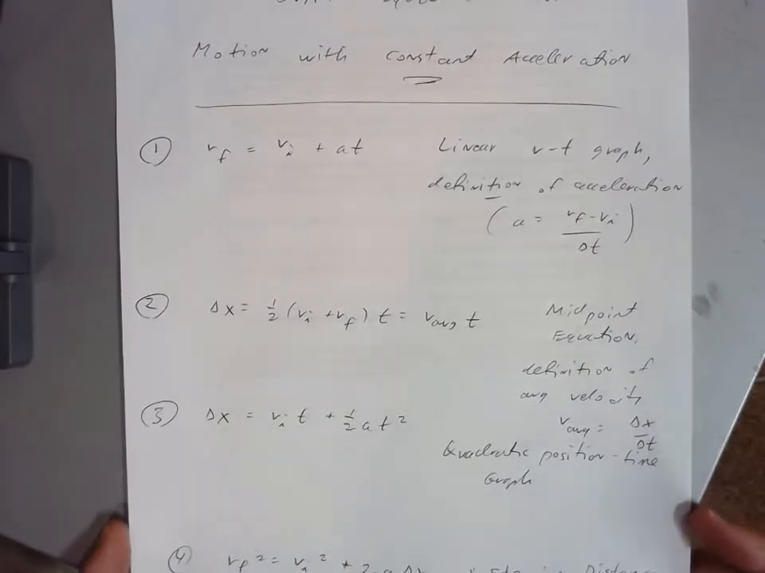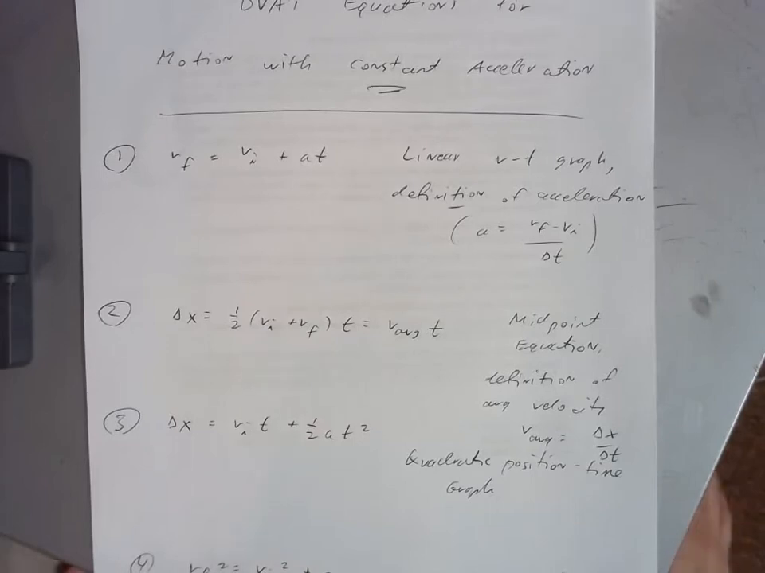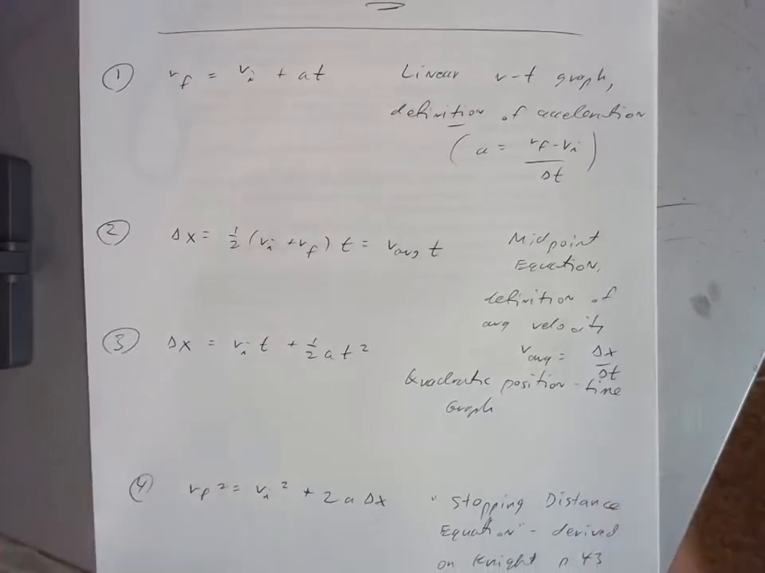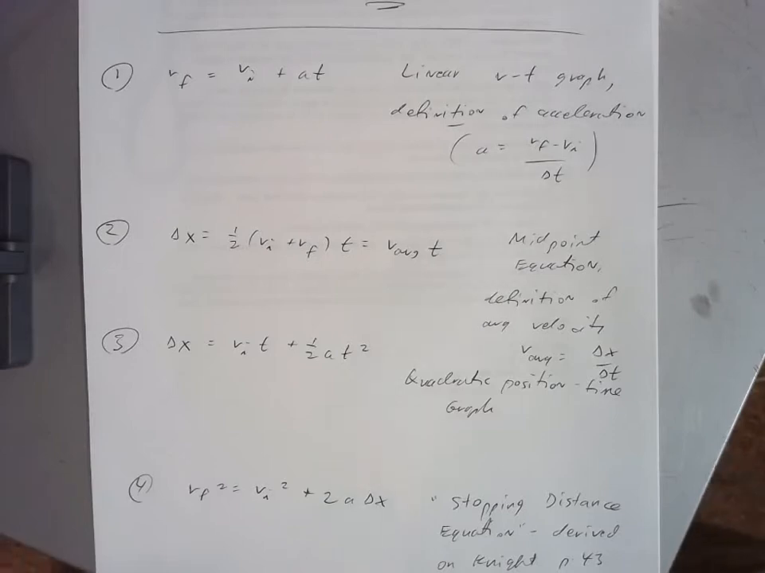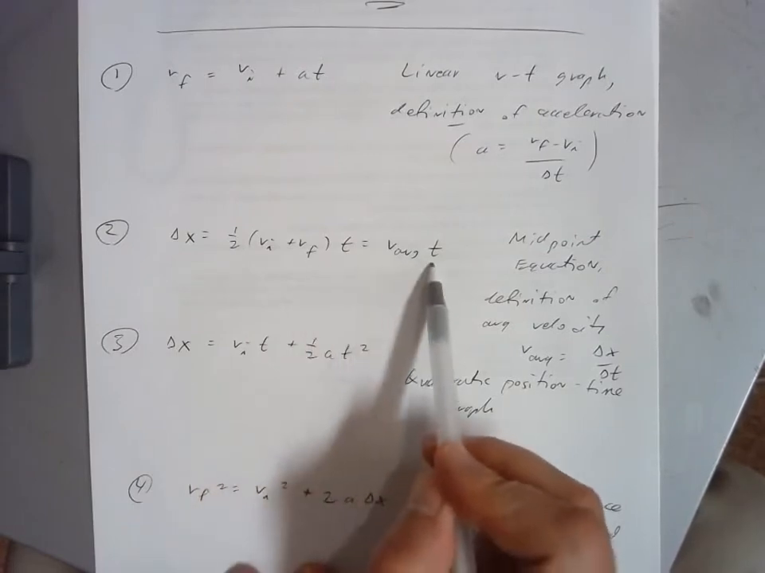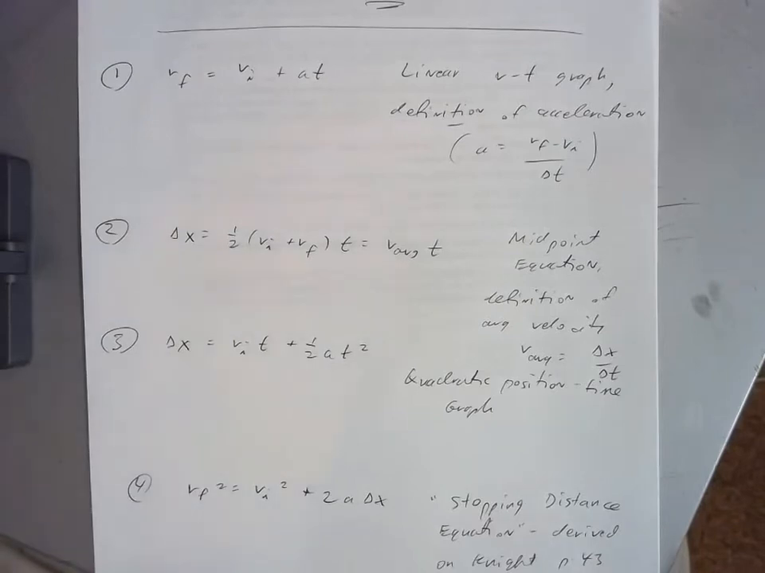Equation 1 you can see comes from the definition of acceleration, and it means that as long as a is constant acceleration, we will have a linear velocity time graph. Equation 2 comes from the midpoint equation. Again, if we have a linear velocity time graph, we can find the average velocity for any interval by taking the midpoint. And then we can use that average velocity halfway between the initial and final and multiply by time to find the displacement. So we'll call that our midpoint equation.